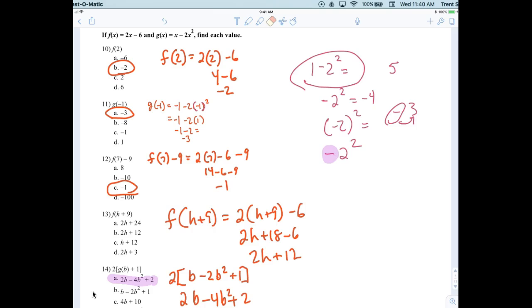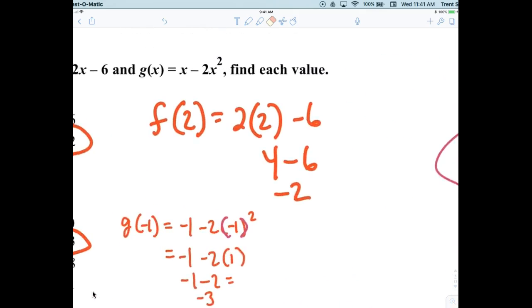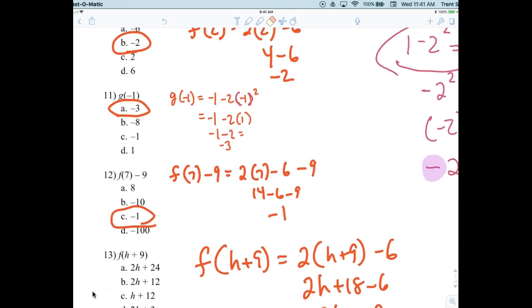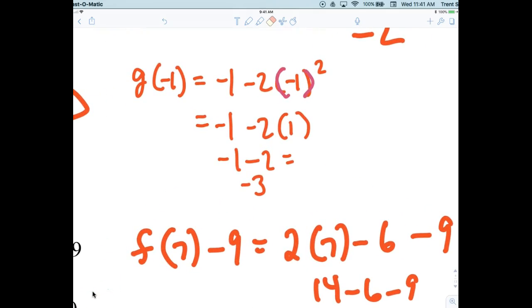Anybody have any questions with 10, 11, 12, 13? Yes, sir. I got number 11. Okay, so let's see if I made a mistake. If I plug -1 in, here's the information right there. You with me? Negative 1 squared is what? 1. Because it's in parentheses. 1 times negative 2 is negative 2. Oh, that's fine. Right? Good. Making your corrections.